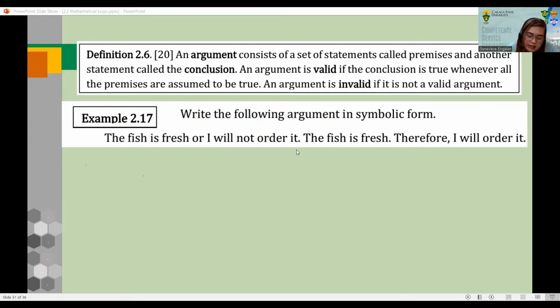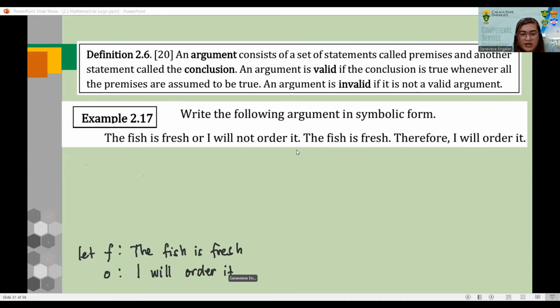So for example, let F be the fish is fresh. Okay, tapos O, I will order it. So, the fish is fresh, mao ni siya si F. Ang or, unsa kay symbol sa or? Katong murag V. I will not order it, so naay not. Nya ang I will order it, that is O.